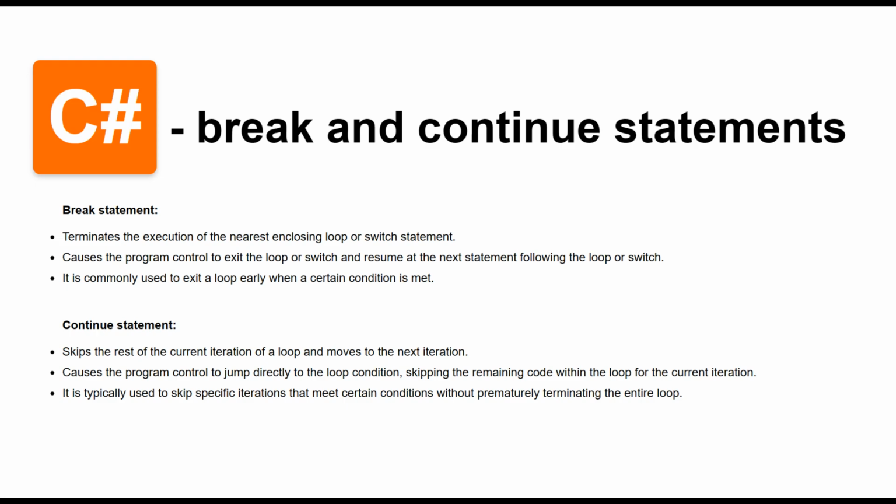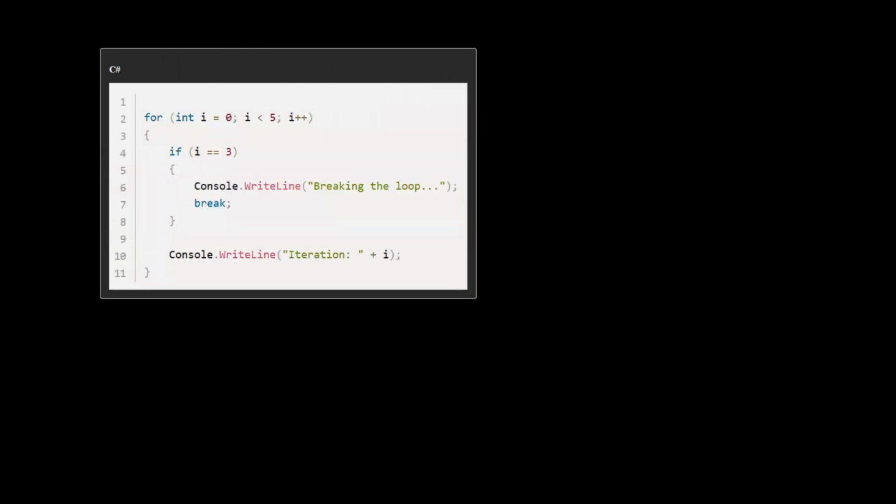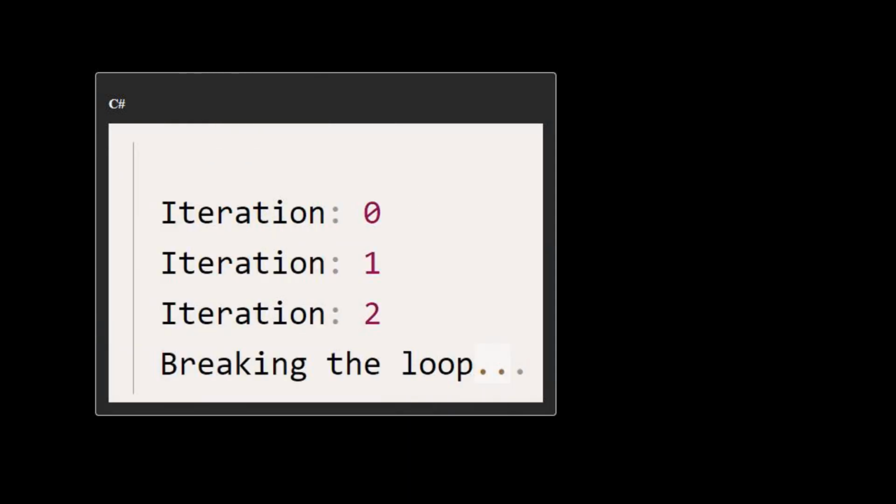These statements give you control over the flow of your program within loops and switch statements, allowing you to make decisions based on certain conditions or requirements. Let's start with a quick example. Here we have a for loop that iterates from 0 to 4. When i becomes 3, we encounter the break statement, which immediately terminates the loop and exits its execution. As a result, the loop stops at that point, and the message "breaking the loop" is displayed.